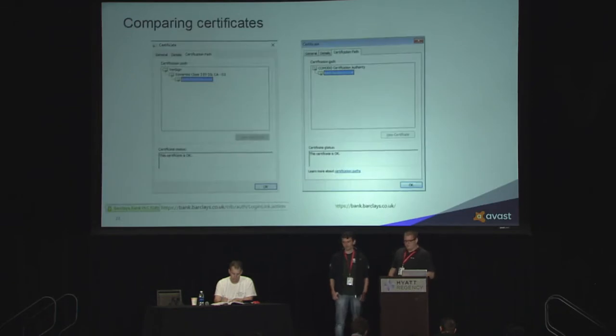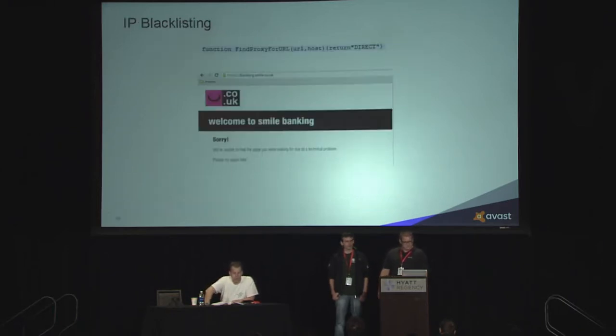When you compare the certificates, on the left side, there is a legitimate certificate of the Barclays Bank with the extended validation marker. On the right side, there is a fake certificate issued by the Komodo certificate authority.